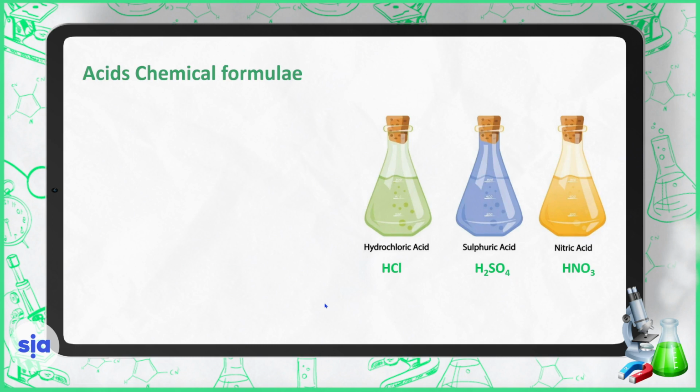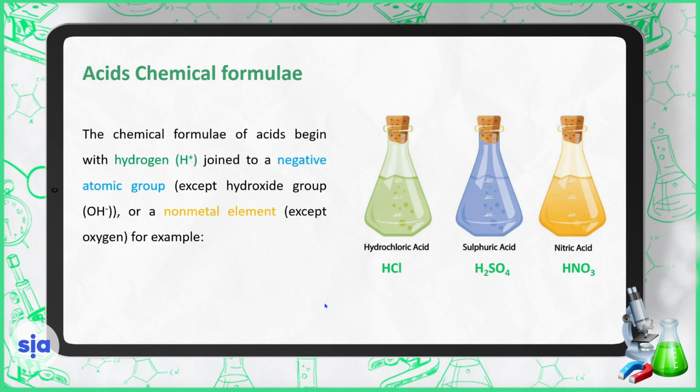Here are some of the chemical formulas of acids. Hydrochloric acid, HCl, sulfuric acid, H2SO4, and nitric acid, HNO3. The chemical formula of acids always starts with hydrogen joined to a negative atomic group, except the hydroxide group, or a non-metal, except oxygen.